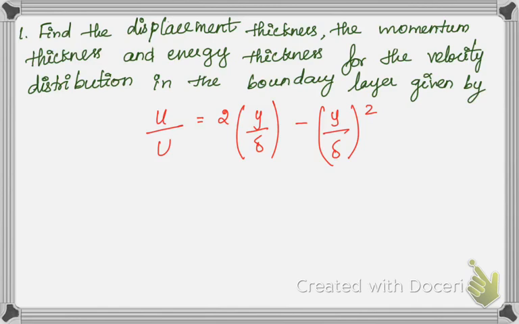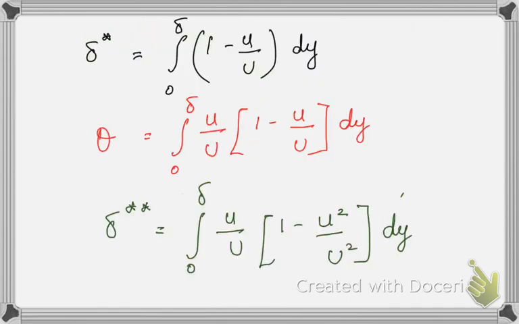So the formula is, see, del star is going to be our displacement thickness, theta is going to be our momentum thickness, and del double star is going to be our energy thickness. So we have to write the formula here. Now we have to determine them one by one. The first one is going to be the displacement thickness.